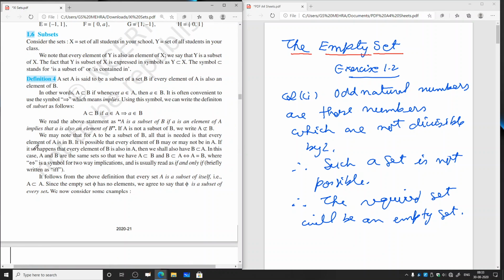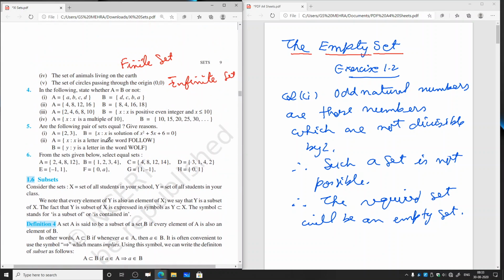Then let us go to fourth one, question number 4. In the following state whether A equal to B or not. We have already seen the concept of equal sets. Equal sets are those sets which have the same elements, order may be different. So question number 4, first part, A equal to the set {a, b, c, d}, B equal to the set {d, c, b, a}. Elements are same, only order is different. So here we can say that A equal to B.